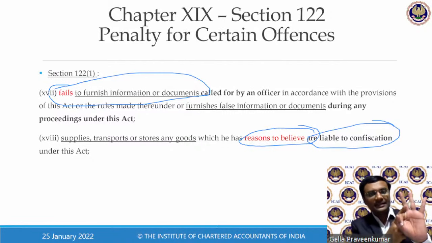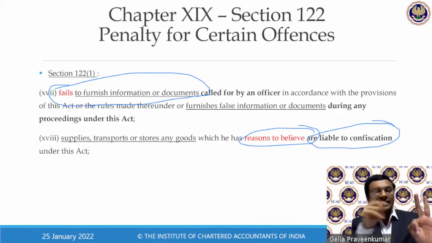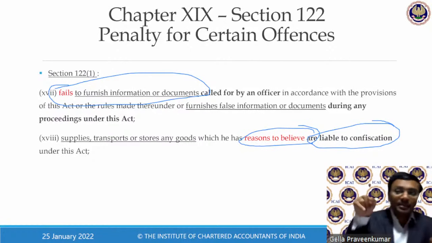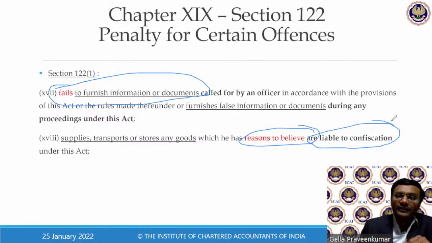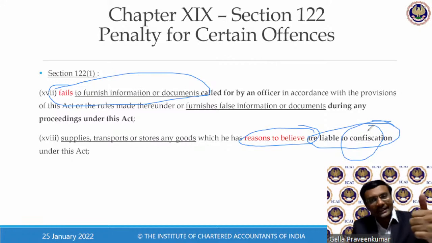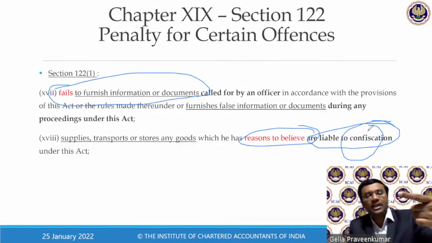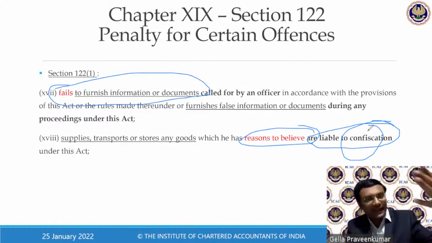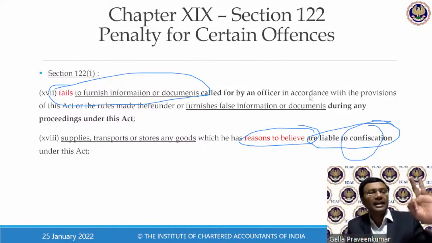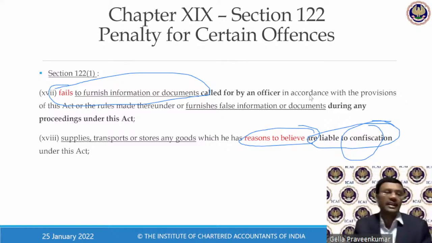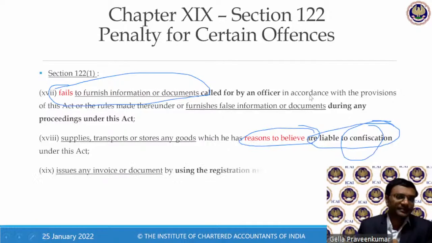Any of these three persons have reason to believe that the goods in transaction are liable for confiscation. Why confiscation? No tax invoice, not permitted as per the law. GST was not paid. It was stored without authority of law. There was no valid document for movement. On any of these occasions, these three persons will be held liable for a punishable offense under this entry 18.